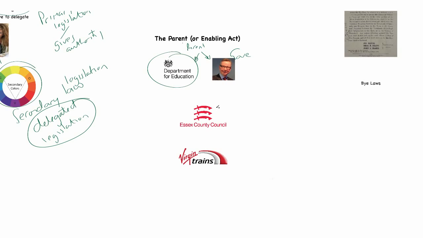It may, of course, pass it to a local authority. So here the local authority is Essex County Council. So the Parent Act might pass power to Essex County Council to pass laws that are just about Essex. It may also, of course, pass power to a body. And in this case, I've used Virgin Trains, and I'll talk about that in a moment. It is these provisions in the Parent Act that delegate laws to make powers elsewhere.